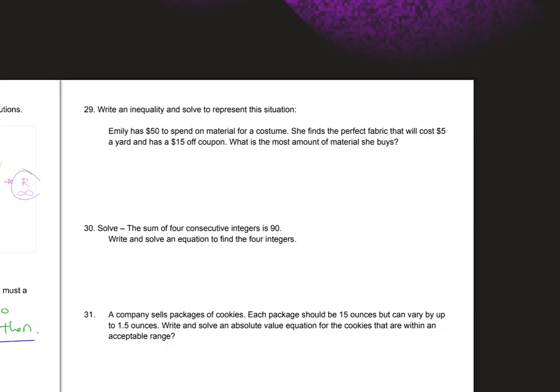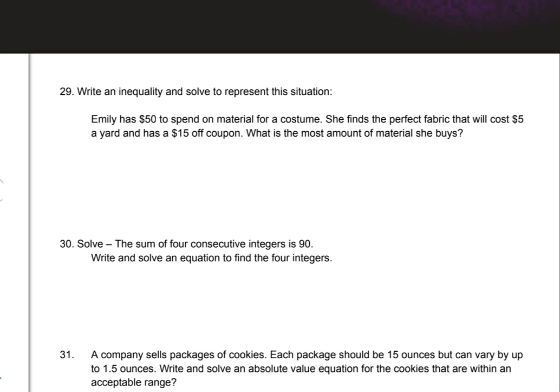Write an inequality and solve to represent this situation. Emily has $50 to spend on materials for a costume. So I don't know about you, but when I have $50, that is the maximum I can spend, okay? I can spend less than that, but I can't spend more than 50 when that's all I've got, right? She finds the perfect fabric that will cost $5 a yard. So $5 per yard. And then she has a $15 off coupon, so minus 15 bucks. This is your inequality, okay?